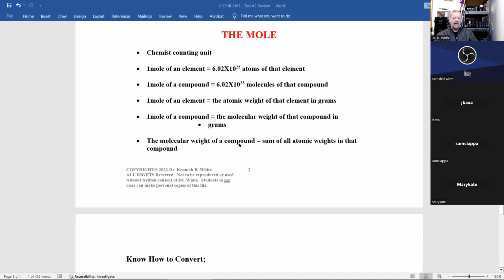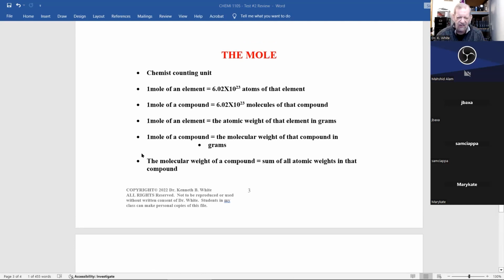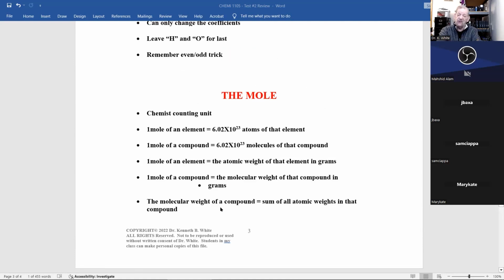And the molecular weight is the sum of all atomic weights in that compound. Now, all these things are important information, test number 2. Years ago, students in my class would have to memorize all that: what 1 mole of an element is equal to, and what 1 mole of a compound is, those 4 things, plus what's the molecular weight of a compound. I will give that to you.